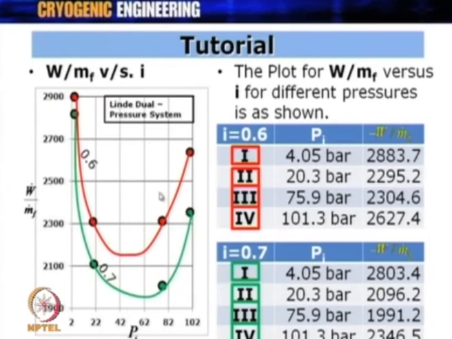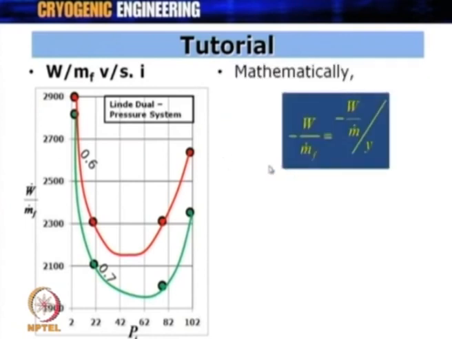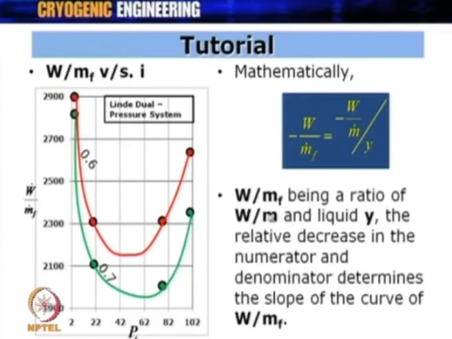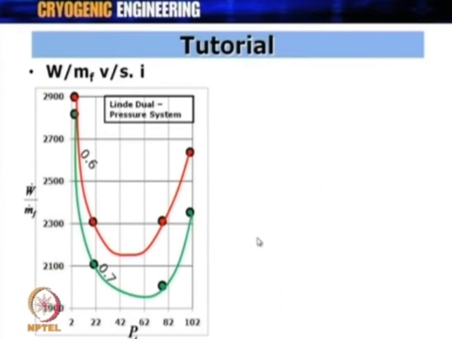Alright. So, this is the most important curve, which we get from the values of W by m dot divided by Y, because the plot of W by m dot f is determined by W by m dot divided by Y. So, mathematically, as you understand, W by m dot f is nothing but W by m dot upon Y. W by m dot f being the ratio of W by m dot and Y, the relative decrease in the numerator and denominator determines the slope of W by m dot f, and that is why the curve nature is like this.